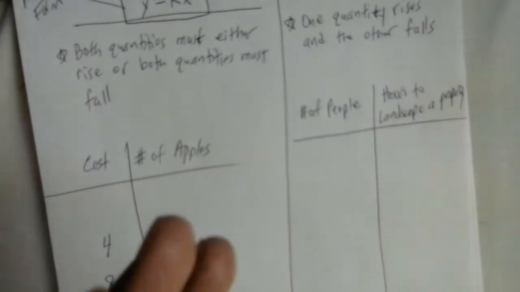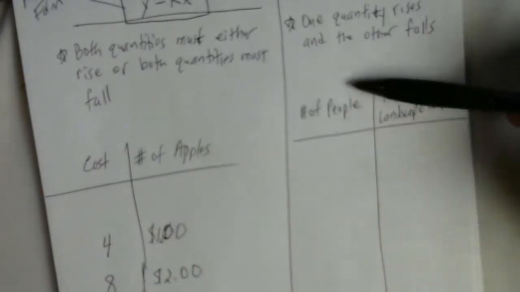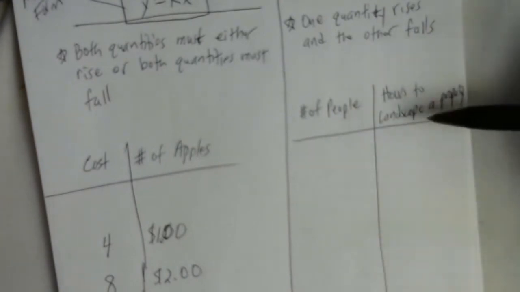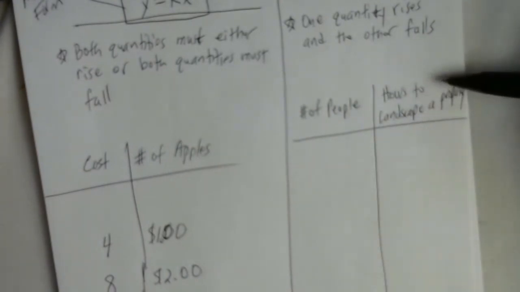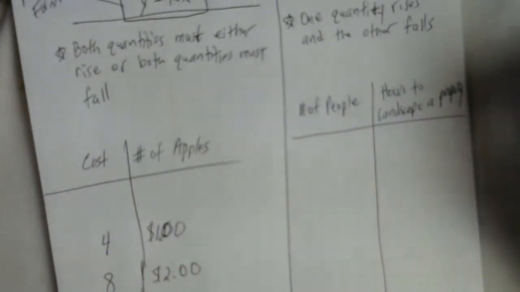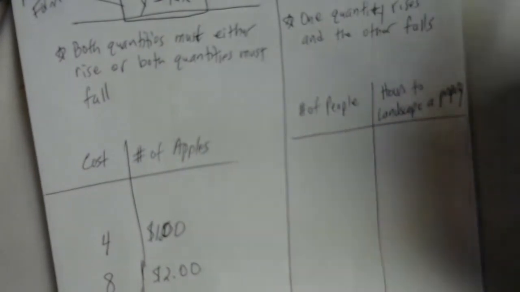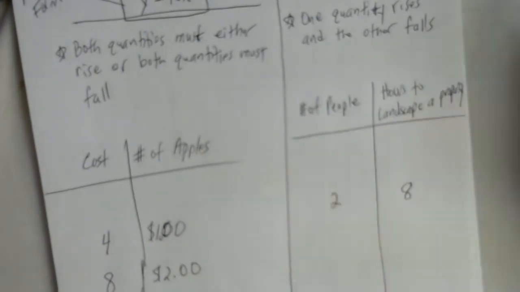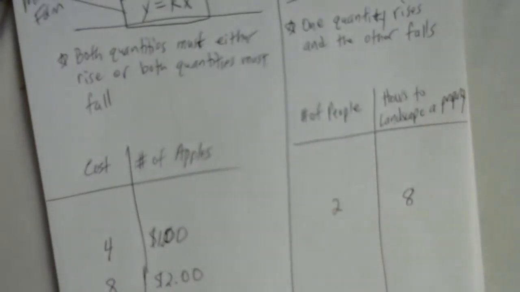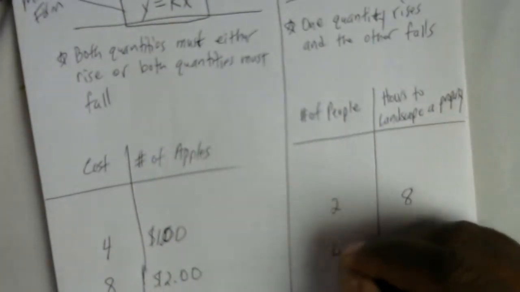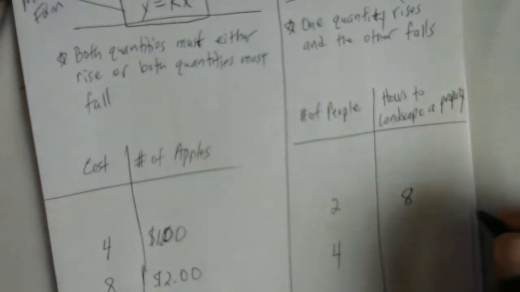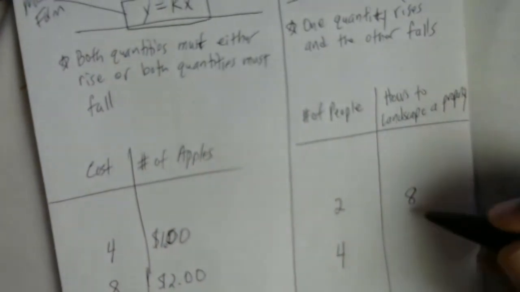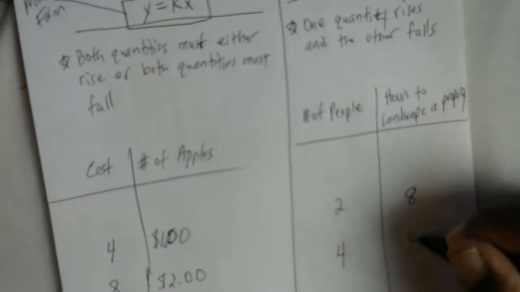So we'll take the property, let's say Aiken Tech. We have one quantity, which is the number of people, and another quantity, which is the hours it takes to landscape a property. I'm just making these numbers up. Let's say it takes 2 people 8 hours to landscape Aiken Tech. Let's say it takes 4 people. Should take them less time, right? So let's say it'll take 4 people 4 hours.